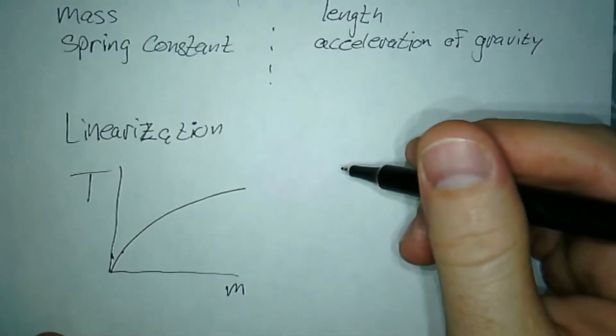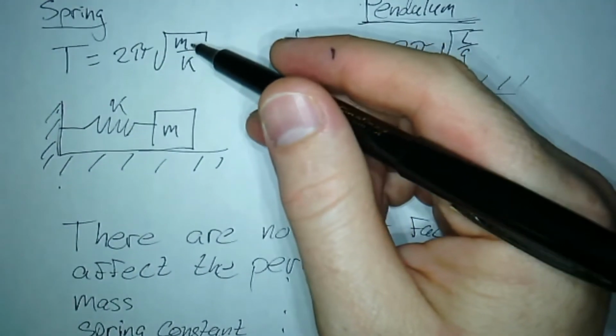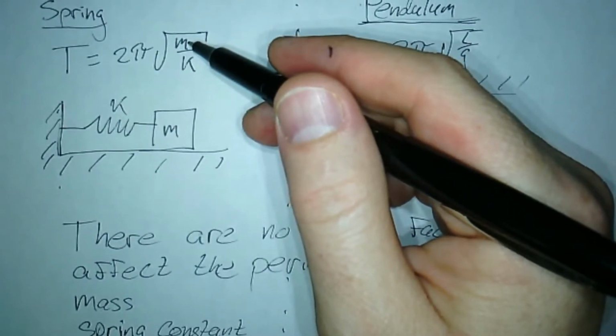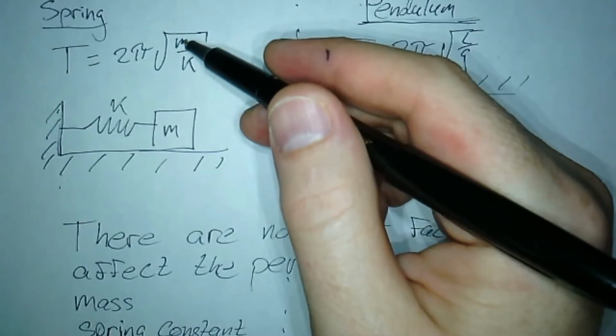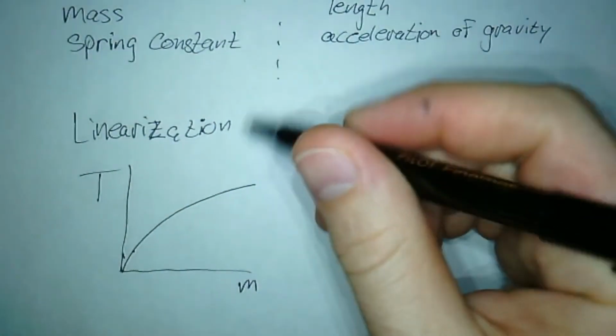So how do we linearize that? Well, we look at our equation up here, and I say I want it to be linear with m. So I don't want to plot m. I can plot square root of m, or I could square both sides and plot m and T squared. Personally, I like to square both sides rather than square root, just because to me it makes more sense.